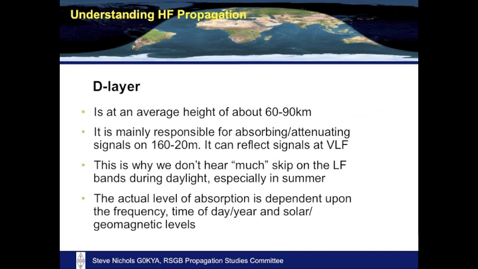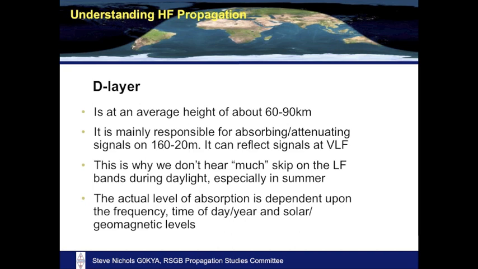Now earlier we spoke briefly about the D layer, and that's this region at about 60 to 90 kilometers that's mainly responsible for absorbing and attenuating signals on the lower bands, although it can be used to reflect signals at VLF. So if we're looking at 160 meters, 80 meters, 40 meters, it's this D layer that's absorbing the signals as they go up. So on 80 meters you may find a condition where you can talk to somebody in the UK in the morning, but around lunchtime you find they're not as strong as they were, and that's probably due to this D layer absorption, which is obviously affected by the sun.